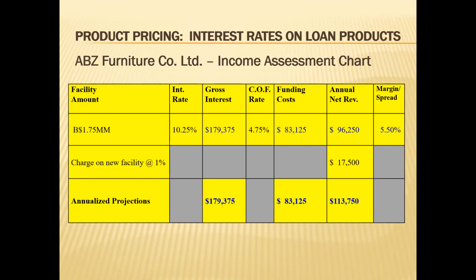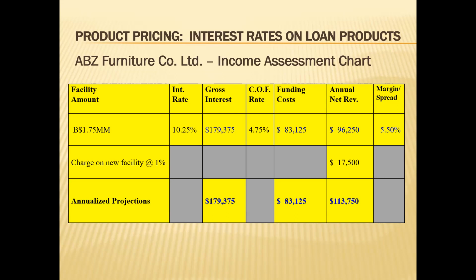And then of course your grand totals will be at the very bottom, where you add up all of your gross interest, subtract all your funding costs, and then add up your annual net revenue for whatever the number of facilities are. So you can see how profitable a client is to you.